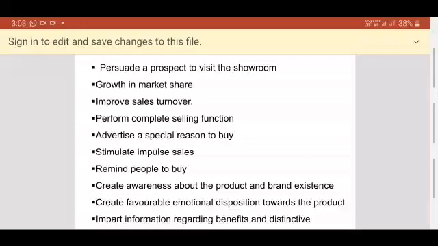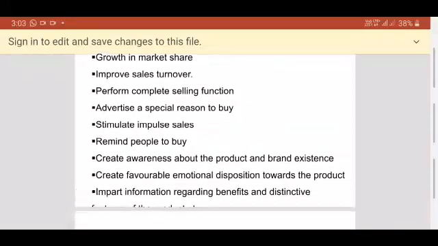Next, it stimulates impulse sales. Of course, definitely it will increase more sales, a gradual increase of sales. Then it reminds people to buy. For example, we used to watch TV and we watch some kind of advertisement, and definitely we keep it in mind, and once we go to the market or any shop, we remember and try to purchase. Like that, advertisement makes the consumers remember and buy in the shop.